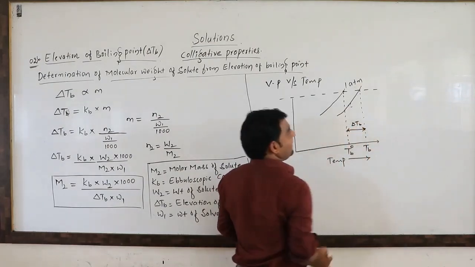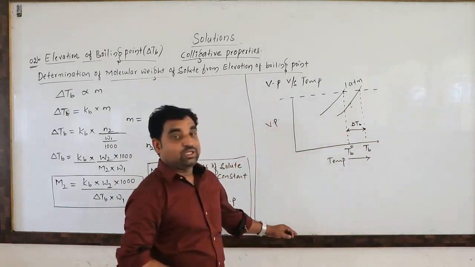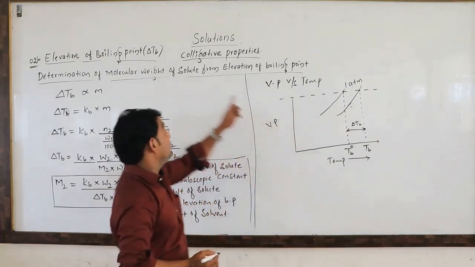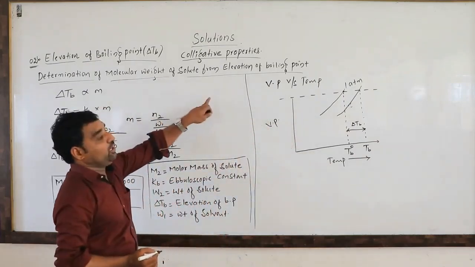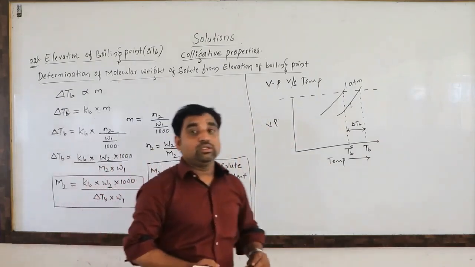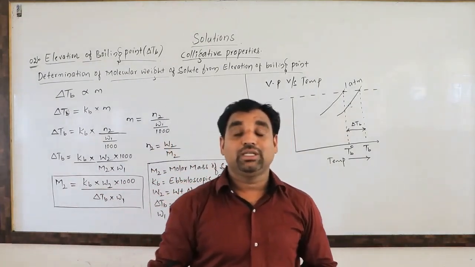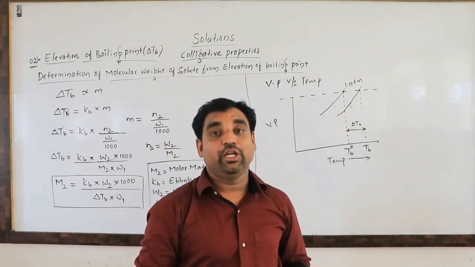Elevation in the boiling point, that is delta Tb. This is a graph between the vapor pressure versus temperature in case of elevation of a boiling point. This is the second colligative property. We have to remember some more points regarding the elevation of the boiling point.